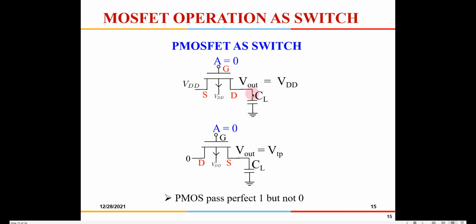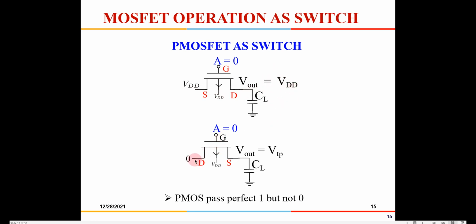Now the output voltage, whatever is the drain voltage, the PMOS will always remain on, because if you see, source is VDD, gate is 0 here, right? So VSG in this case is above the threshold voltage, so this will continue to remain on. So this PMOSFET can pass VDD, so the output voltage will get charged to full VDD, unlike an NMOS.